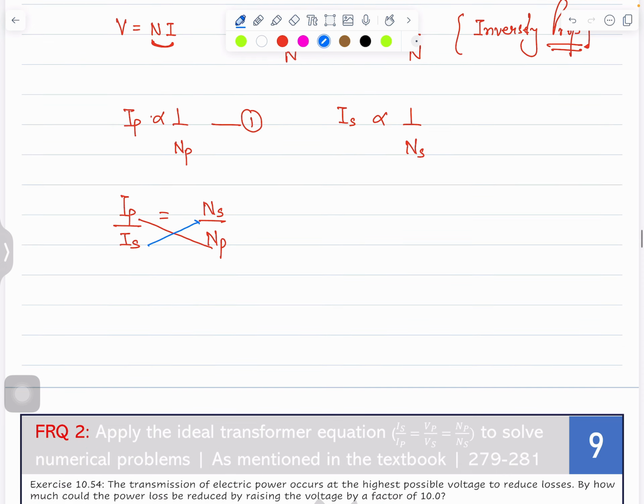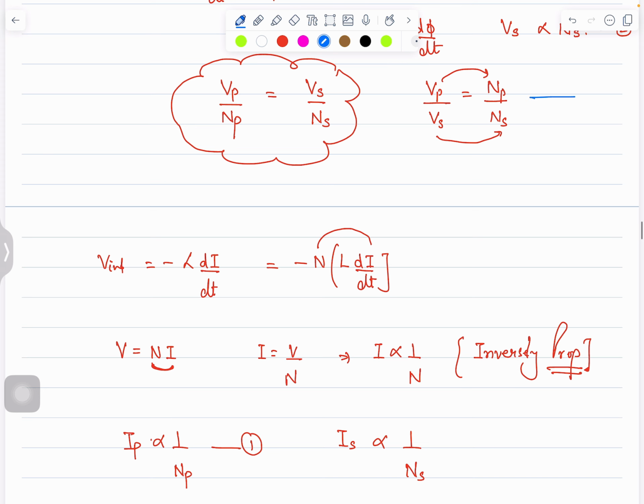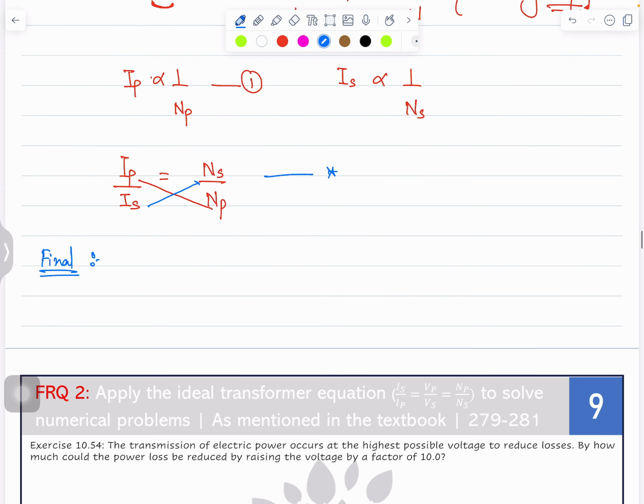So what is the final solution? Yes or no? Final formula. This is your new formula, and this is your first formula. So write down Vp over Vs, which is Np over Ns. So just reverse the current, Is over Ip. Clear?